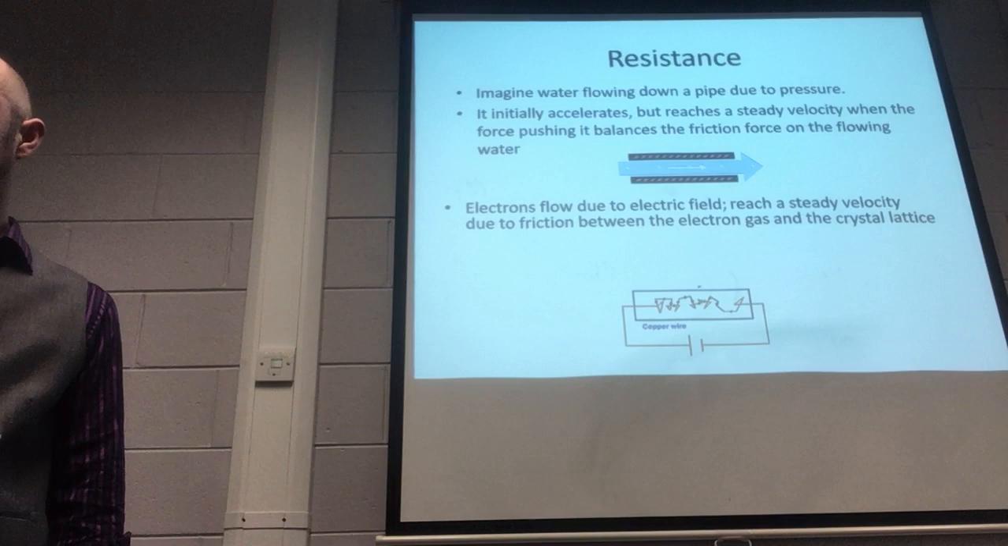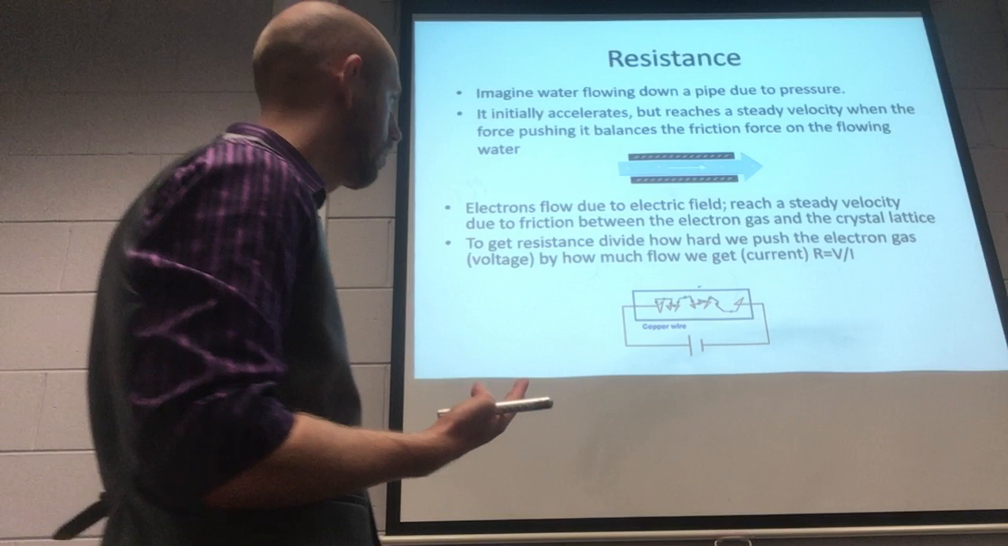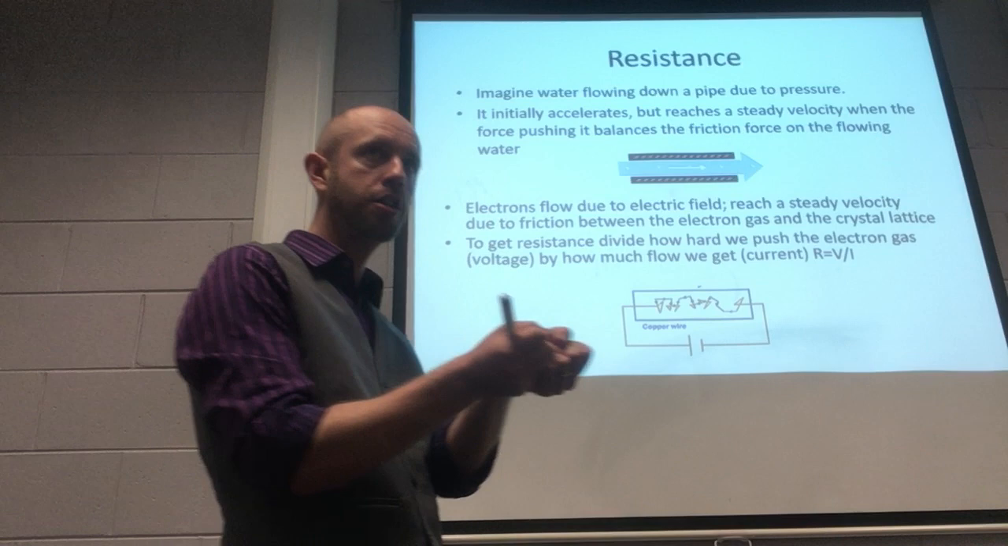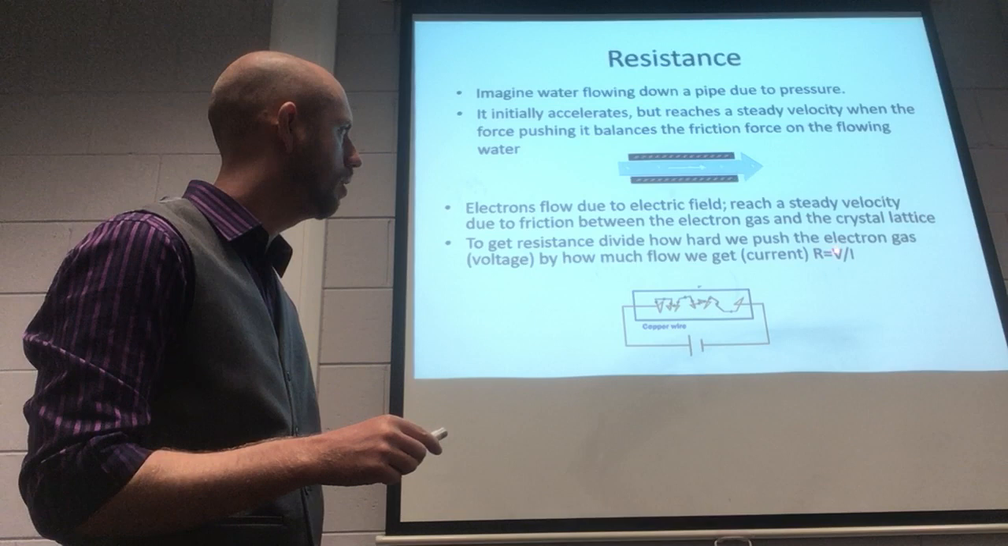So to get resistance, we divide how hard we push the electron gas. So that's the voltage. So this voltage we apply is telling us how hard these electrons are being pushed to go through the conductor, and we divide that by how much flow we get. That's the current. So our resistance is voltage divided by current.